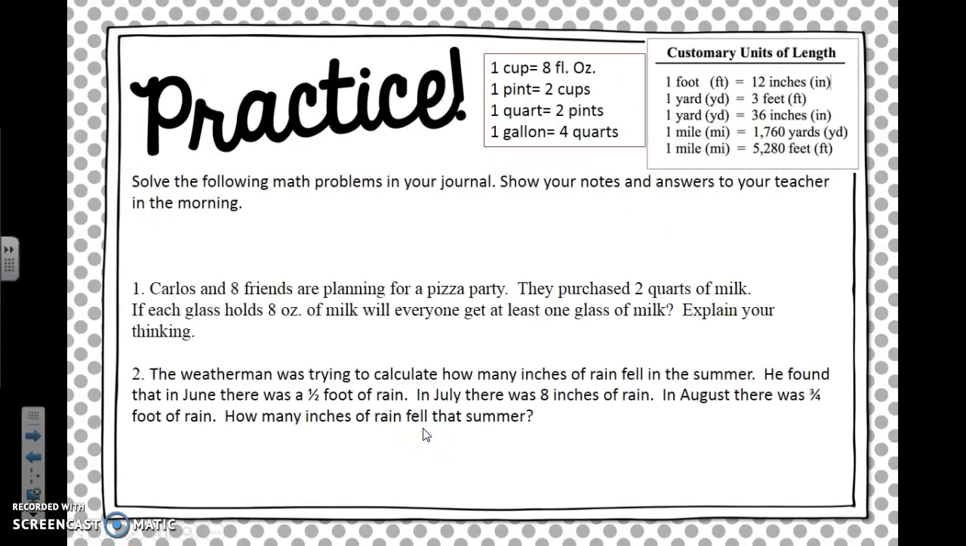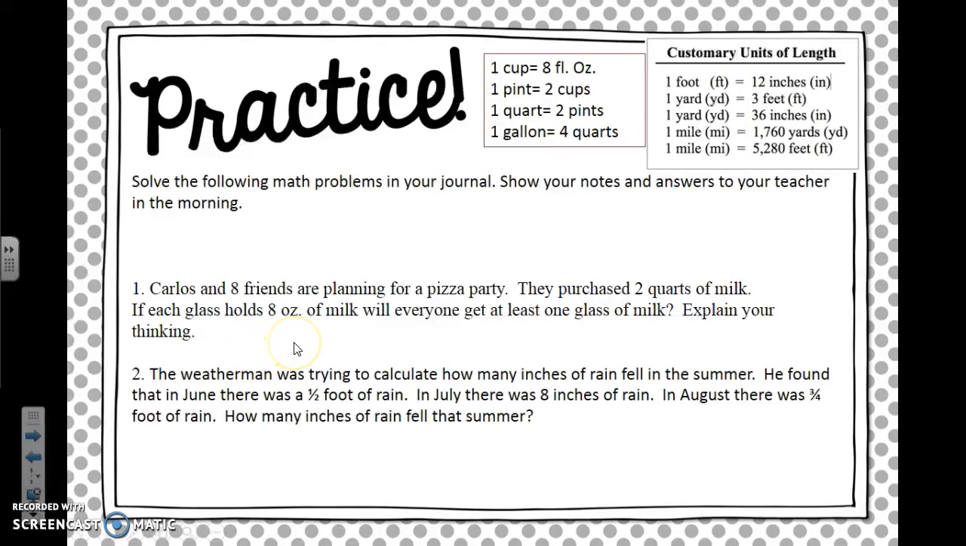Here are my practice problems for tonight. You have one in capacity and you have one in length, just like I did. Your first problem reads, Carlos and 8 friends are planning for a pizza party. They purchased 2 quarts of milk. If each glass holds 8 ounces of milk, will everyone get at least 1 glass of milk? Explain your thinking. Number 2.